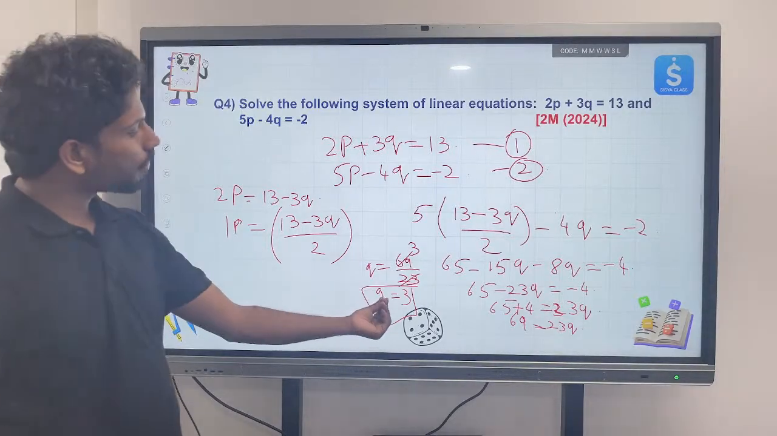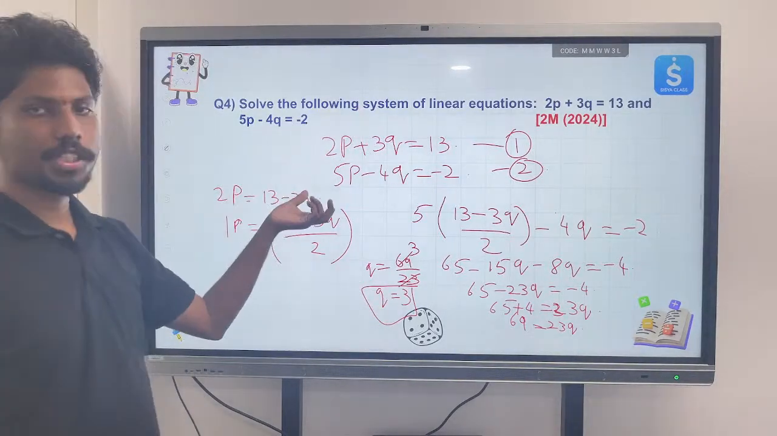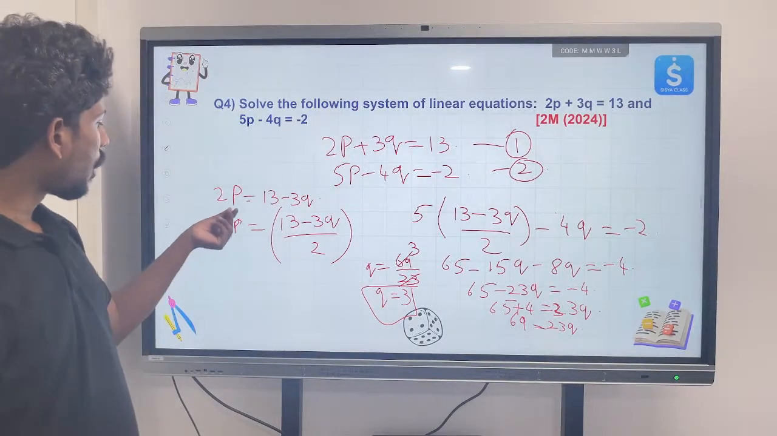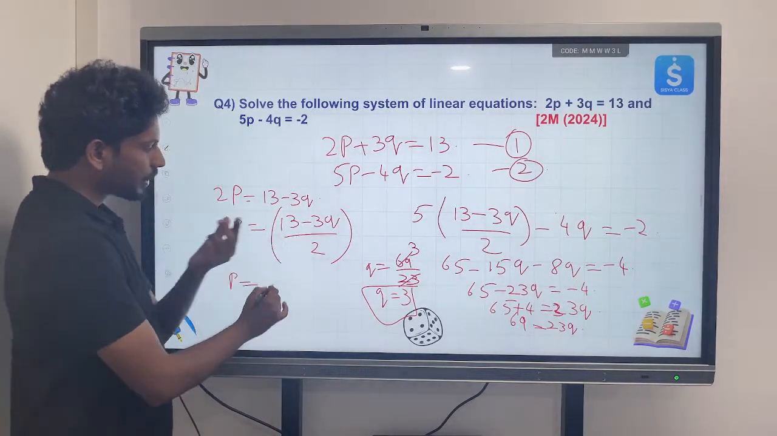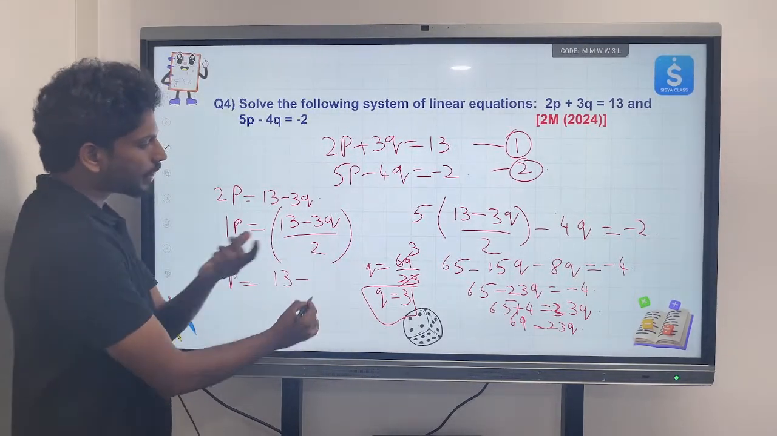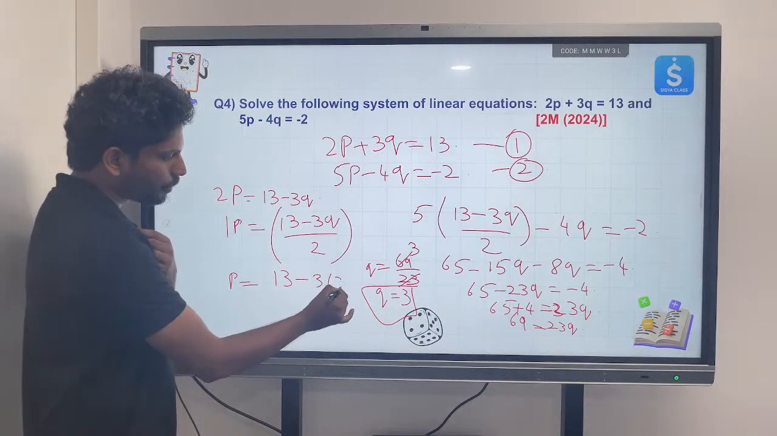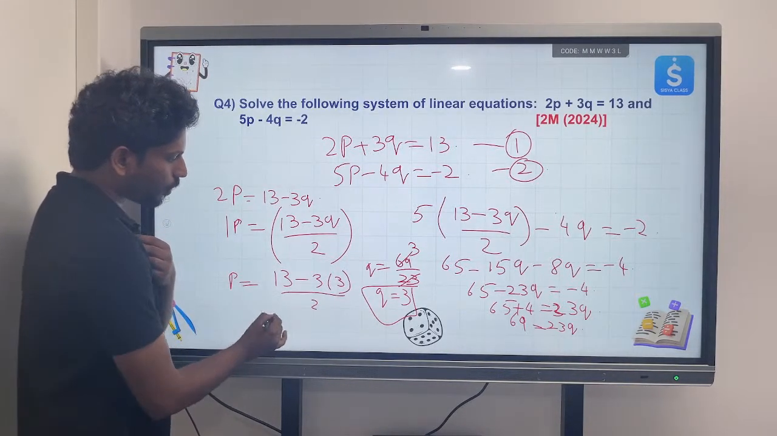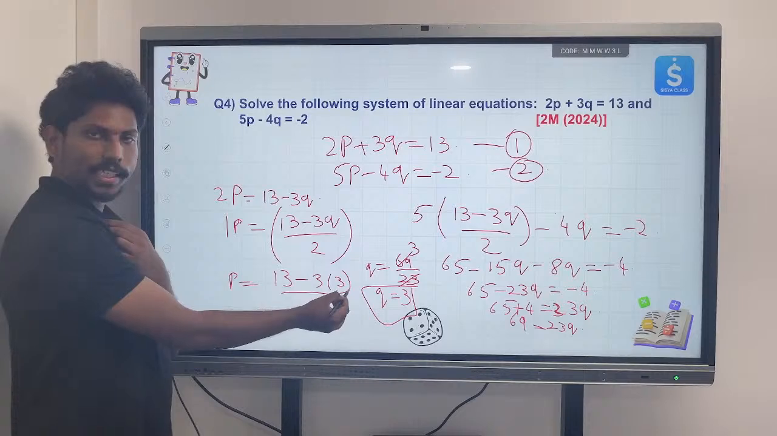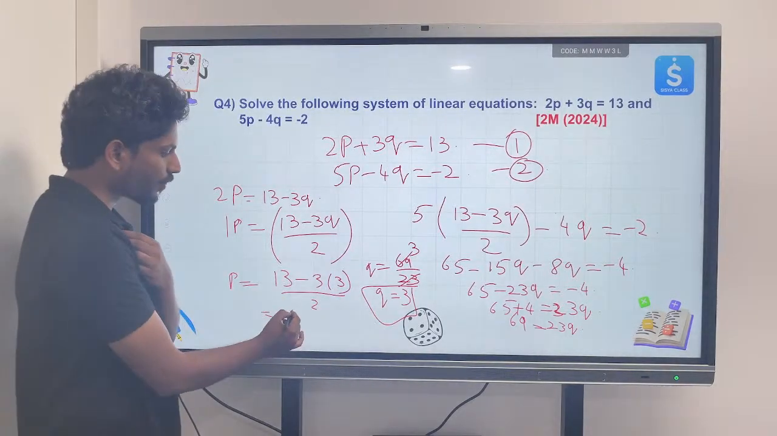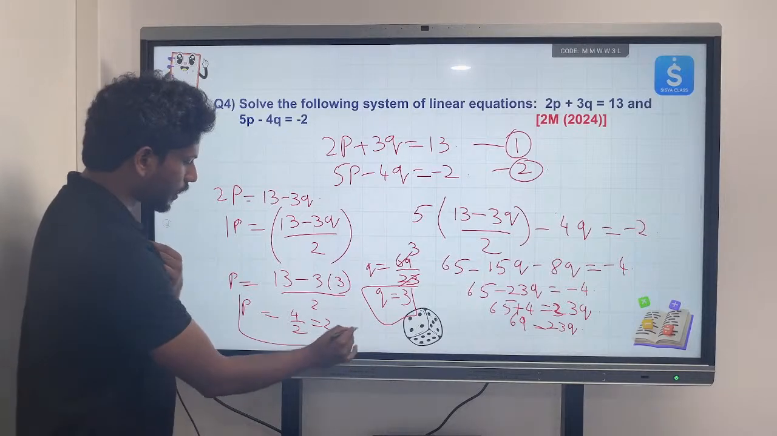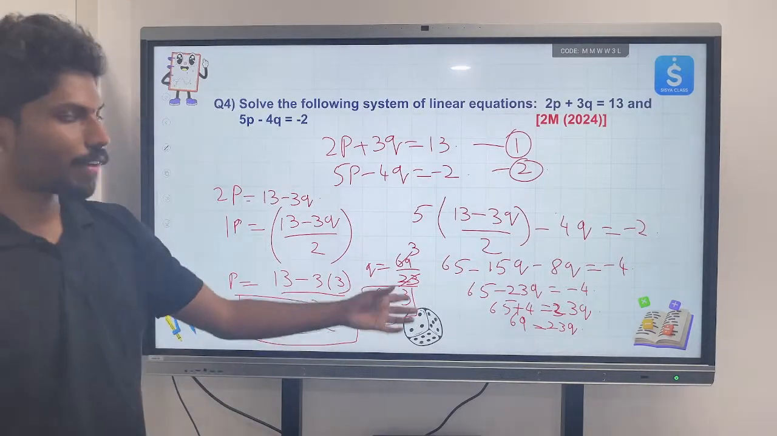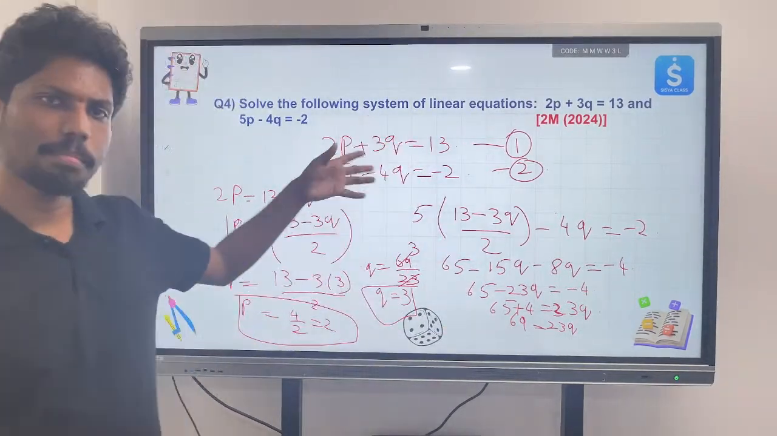So once you got the value of q, substitute any one of the equation and you will get the value of p, or you can just directly substitute in this. So if you see here, p is equals to 13 minus, what is the value of q? 3 into 3 by 2. What is 3 3s are 9, 13 minus 9 is 4, 4 by 2 is 2. So we have got two values, that is the value of p is 2, the value of q is 3. Isn't it very simple, right?